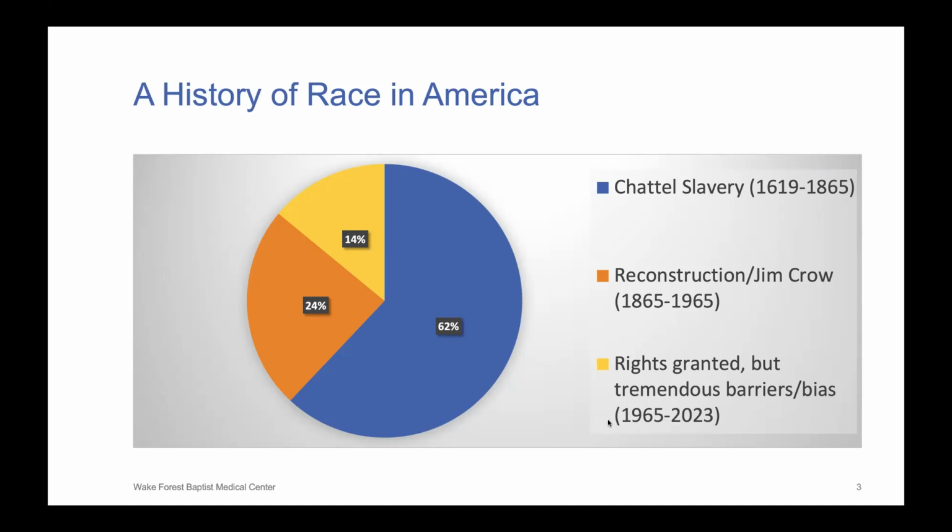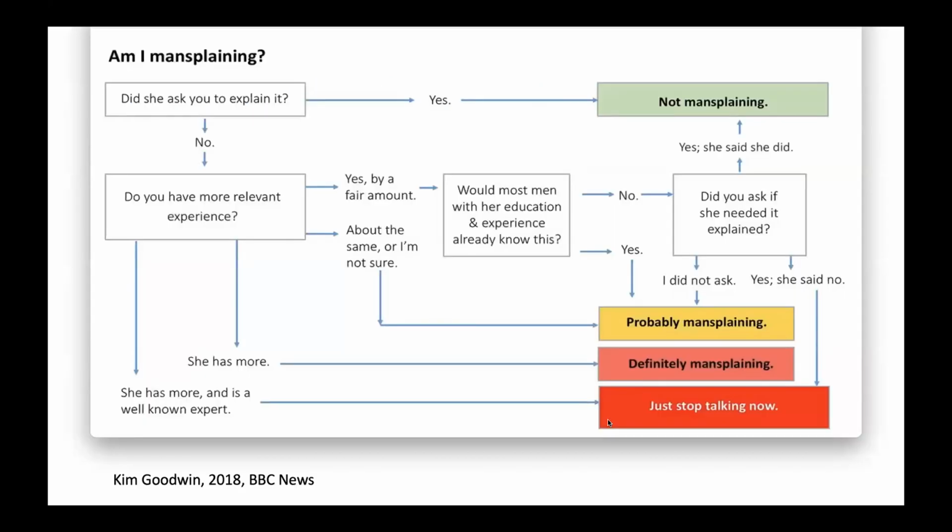But that's only been 14% of our country's history. So important to really keep this in context. And it's not just race. I love this concept of mansplaining, but we have breathtaking misogyny that occurs in our country as well. And so it's really critical that we also remember that the gendered norms and experiences also relate to every system and structure of our society.